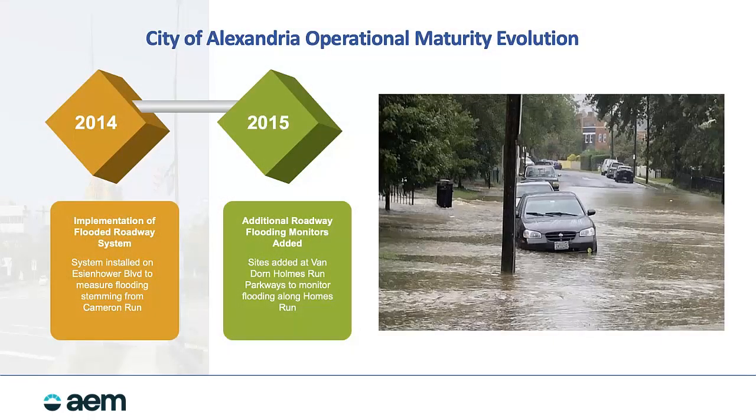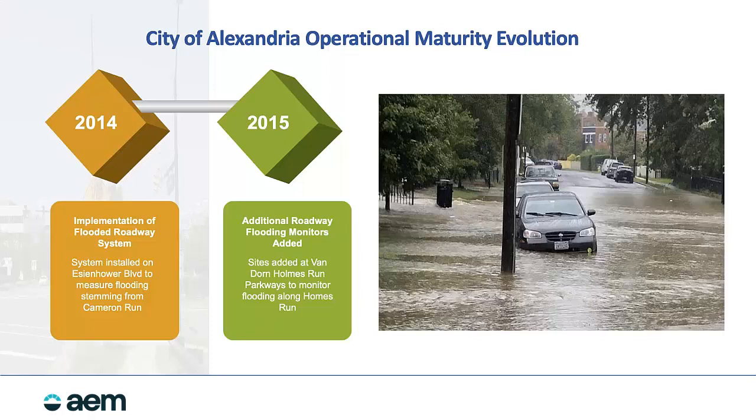Shortly after putting in those systems on Eisenhower, they had some additional flooding. So they decided to get a heads up and supplement that system, to find out what's coming down into the area. They added sites up on Backlick Run and on Holmes Run. Those two bodies of water come together to form Cameron Run. Having a proactive heads up that we're seeing a rapid water rise on those little streams, they can anticipate that the road's going to close off and turn the roads on.